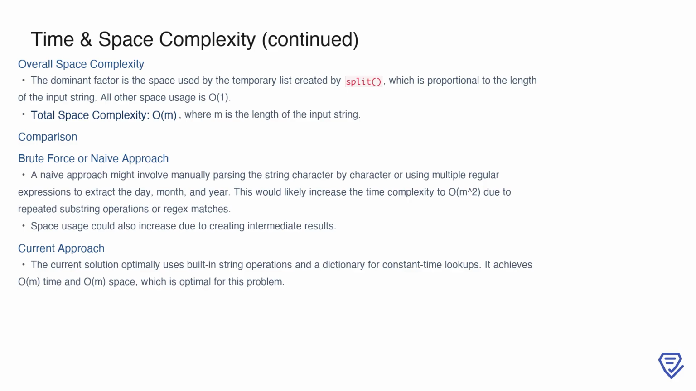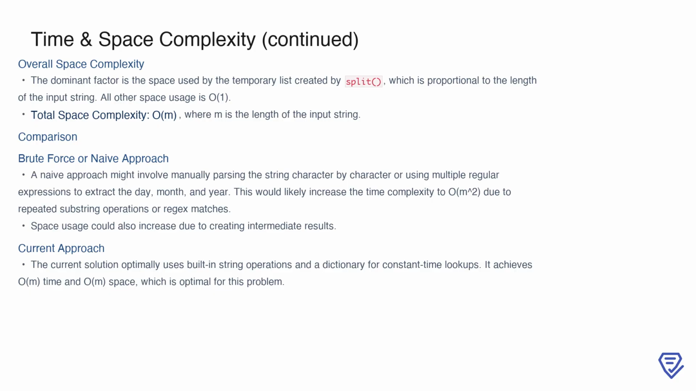Summarizing the space complexity, the temporary list created during the split operation is the primary contributor, scaling proportionally with the input length, O(m). All other operations, such as dictionary storage, intermediate variables, and the output string, require constant space, O(1). When compared to a brute force or naive approach, which might involve manually parsing the string or using multiple regular expressions, the current solution is significantly more efficient. A naive approach could increase the time complexity to O(m squared), as repeated substring operations or regex evaluations would add unnecessary overhead. Similarly, space usage could grow due to storing intermediate results.